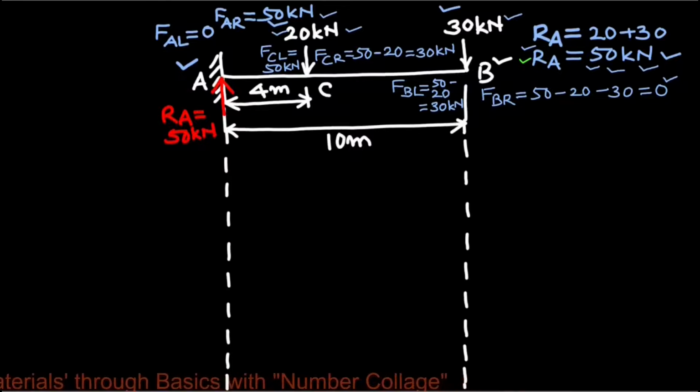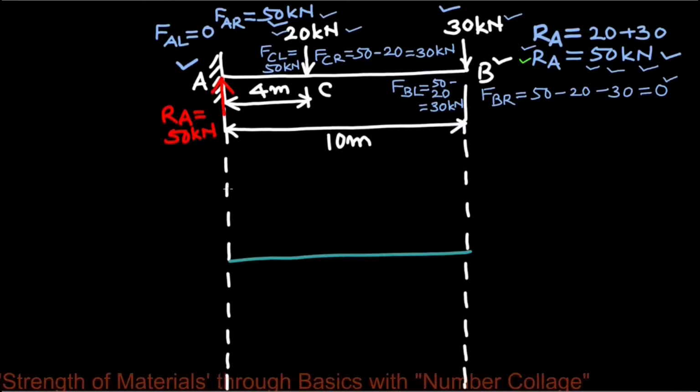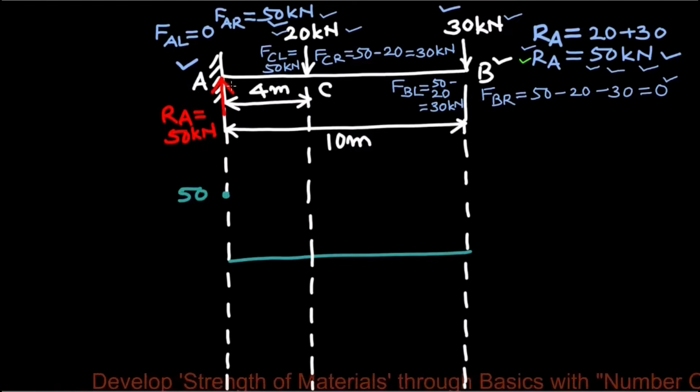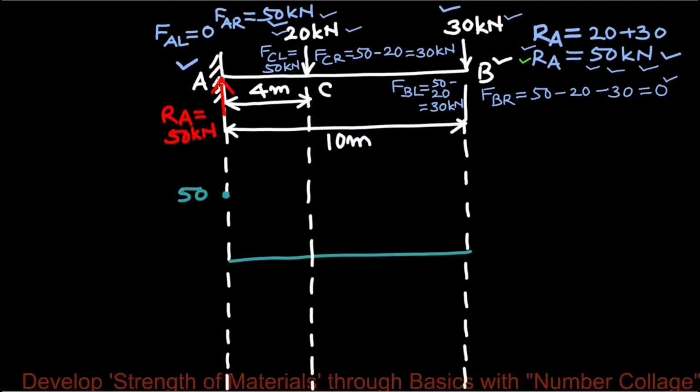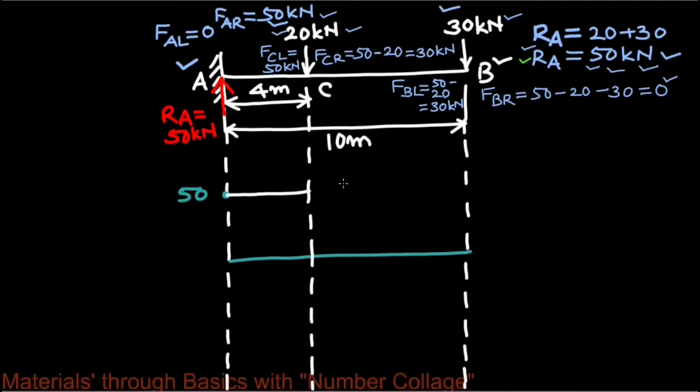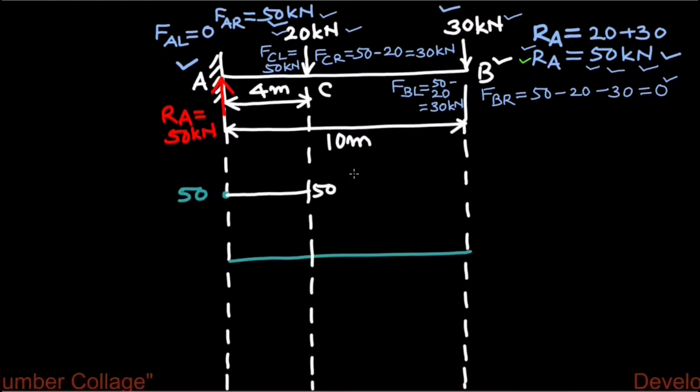For shear force diagram, let us draw the baseline. Shear force at point A is 50 kilonewton. So we will mark here 50. There is no other loading between points A and C. So the shear force curve will be horizontal, 50 at point C.